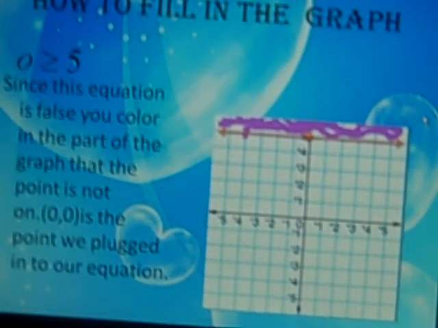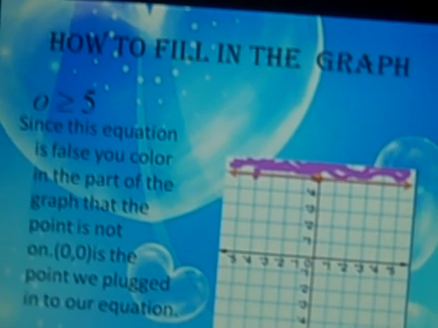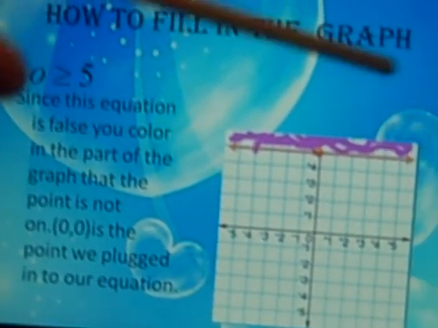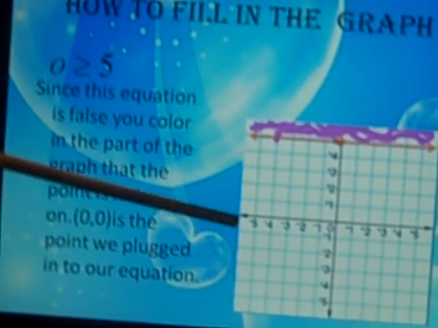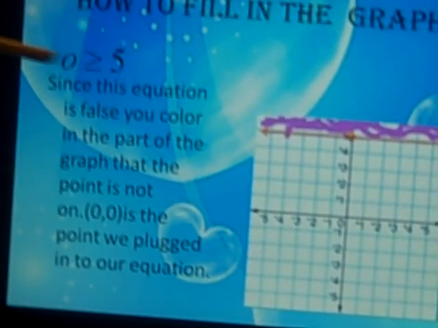How to fill in the graph. 0 is greater than 5. Since this equation is false, you color in the part of the graph that the point is not on. 0, 0 is the one we plugged in. So you would not color in this side because it's not true. You color on the opposite side of your point, which is up above the 5.